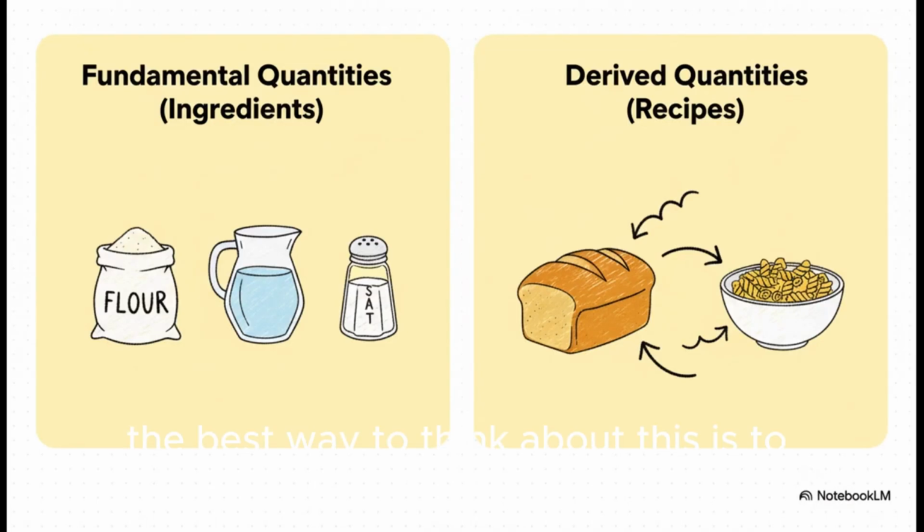The best way to think about this is to imagine you're cooking. Seriously, on one hand, you've got your fundamental quantities. These are your raw basic ingredients, flour, water, salt. They're totally independent, and you can't break them down any further. But on the other hand, you have derived quantities. These are the recipes you make by combining those ingredients. Think bread or pasta, stuff you make by mixing the flour and water together.